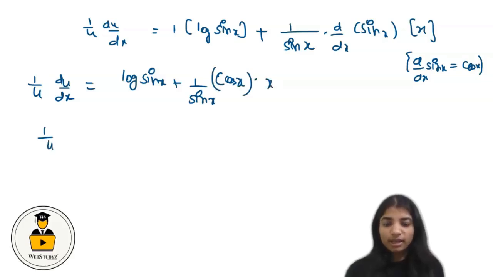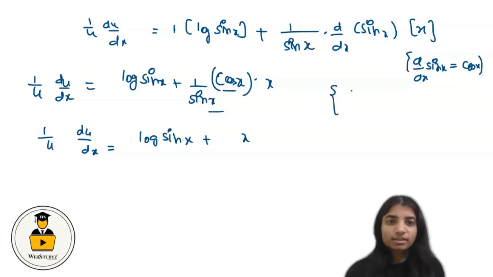So we can say that the value of 1 divided by u, du divided by dx is log of sine of x plus x times cos x divided by sin x. So we know that cos of x divided by sine of x is equal to cot of x.